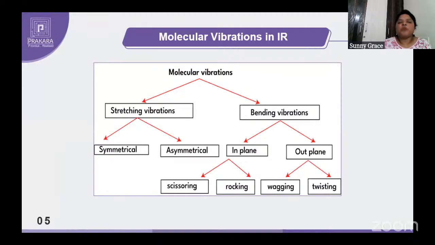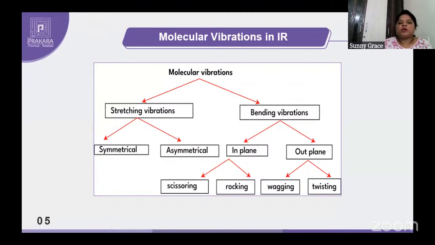Now coming to the molecular vibrations, we have already seen that vibrations are very important, the requirement for an atom to be IR active, right? So we are having two different types of molecular vibrations, stretching and bending vibrations. Out of these two vibrations, stretching vibrations require higher energy, or they are observed at the higher wave number compared to that of bending vibrations.